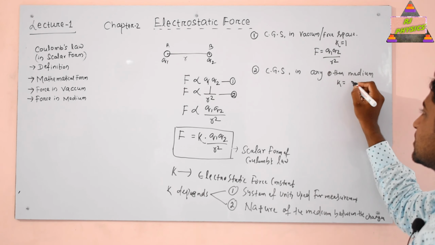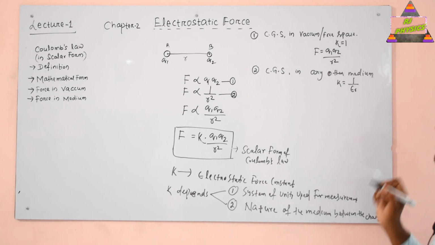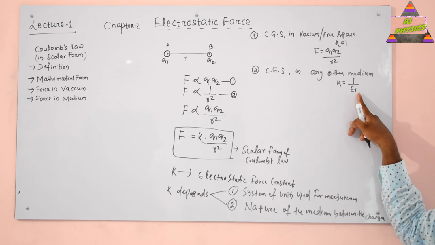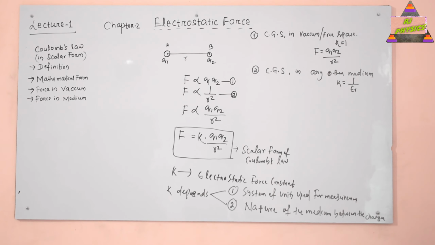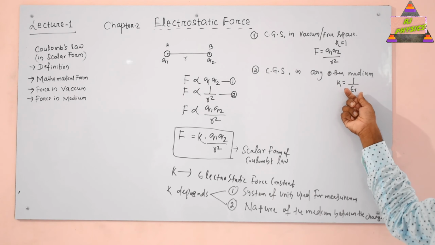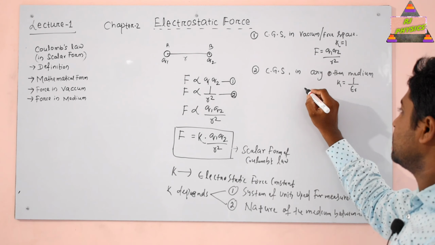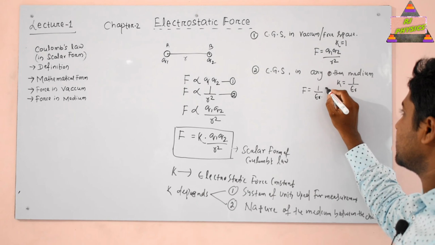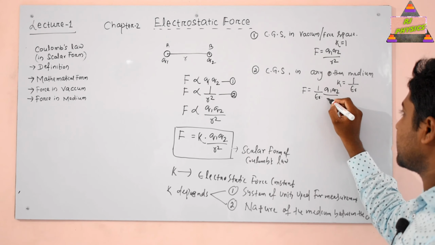then the value of K is equal to 1 by epsilon R. This epsilon R is called the relative permittivity or dielectric constant of the medium. We are going to study this dielectric constant, or relative permittivity, in our next video. Here you only have to remember that K is equal to 1 by epsilon R. So the expression for force will be F equal to 1 by epsilon R into Q1 Q2 divided by R square.